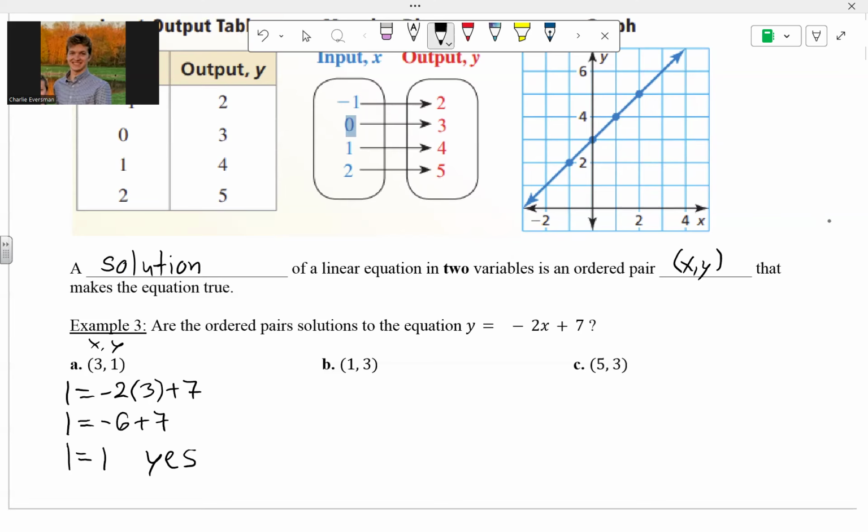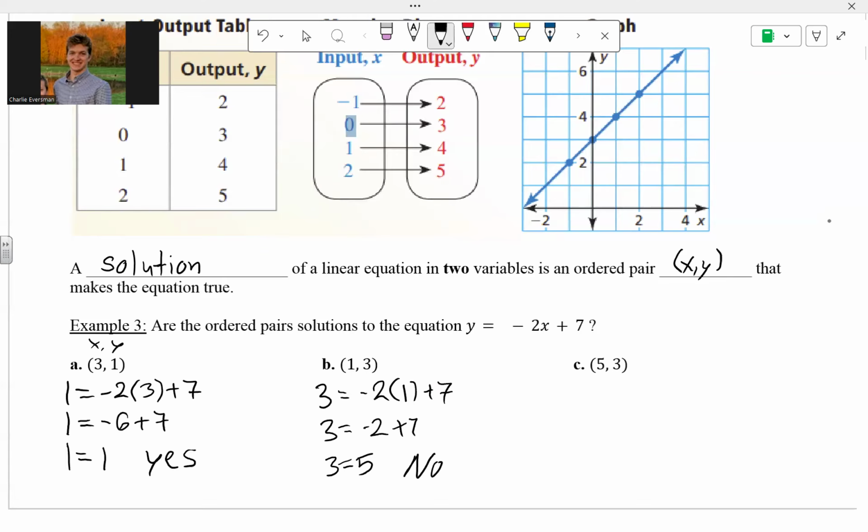Now we could check this one right here. My x is 1 and my y is 3. So if y is 3, I'll have 3 on the left side is equal to negative 2 times 1 plus 7 on the right side. I've got to simplify the right side. Negative 2 plus 7, that gets me 5, right? 3 is not equal to 5, so this point is not a solution. No, it is not a solution to that equation.